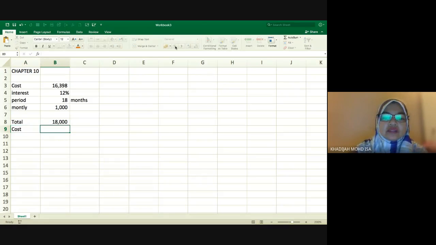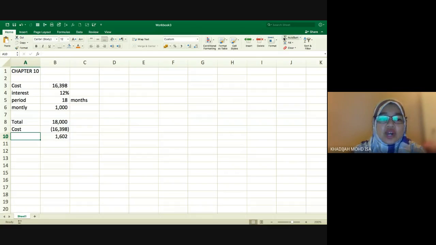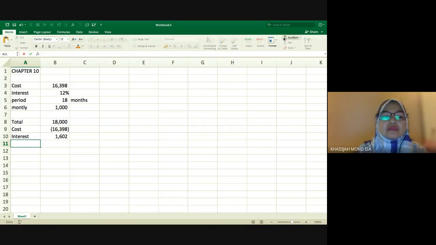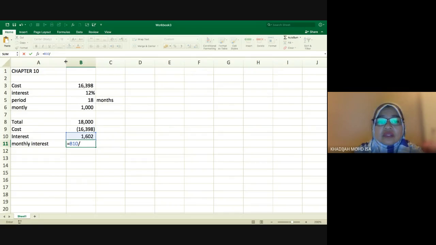How much is the cost? 18,000, yes. 16,000. What's the difference here? 16,398. Yeah, that one is the cost. So it means that the difference here is the interest portion over the 18 months period. Monthly interest, how much is the monthly interest? It is whatever you have here, the total interest over 18 months.